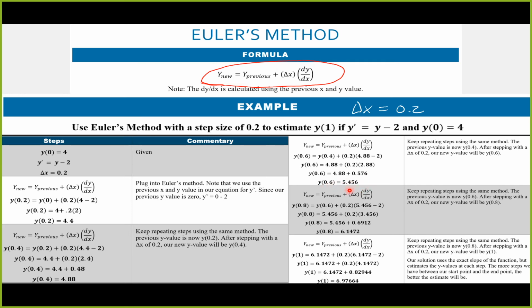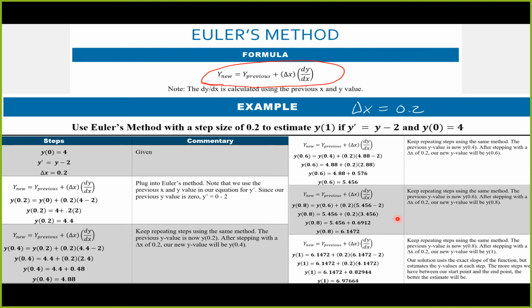I'll step again. So my previous y value of 5.456 plus our change in x of 0.2 times our derivative, which is y minus 2, is 3.456 times 0.2 is 0.6912. If I add that to the 5.456, I've got 6.1472 at 0.8.